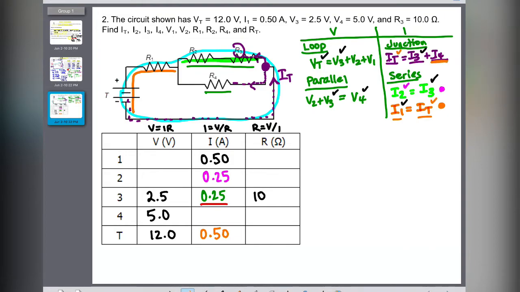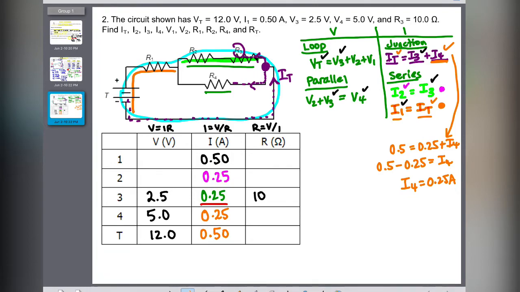Look, I have my I4. So if I want to solve for my I4, IT is 0.5, I3 is 0.25. What is I4? So I subtract the 0.25 to the other side. I4 is also 0.25. Okay, and then I put I4 is 0.25. I know I4. Okay, that's looking good. I have all the currents already.